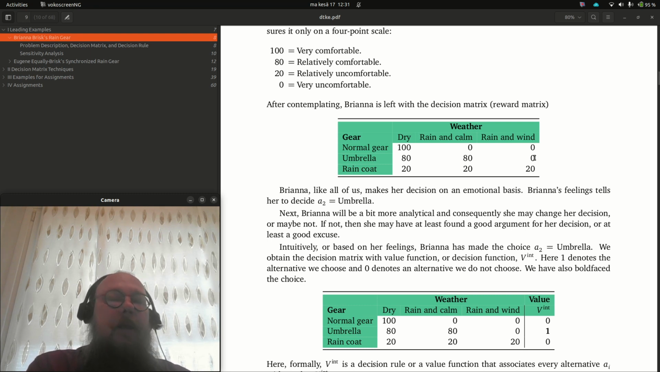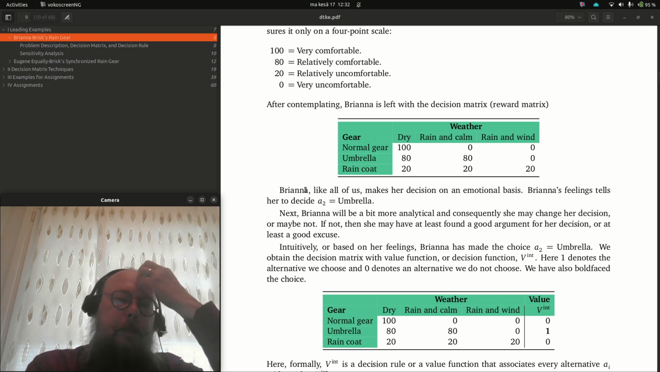And rain and wind is 0, because then the umbrella is useless when it's windy. We assume it's so windy that the umbrella is useless. And then the raincoat is 20 all around, so it's relatively uncomfortable, but in every weather it's the same. It doesn't matter whether it's dry, rain and calm, or rain and wind. Alright, so this is the reward matrix or decision matrix.